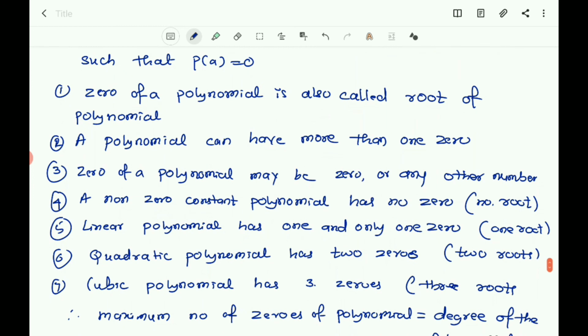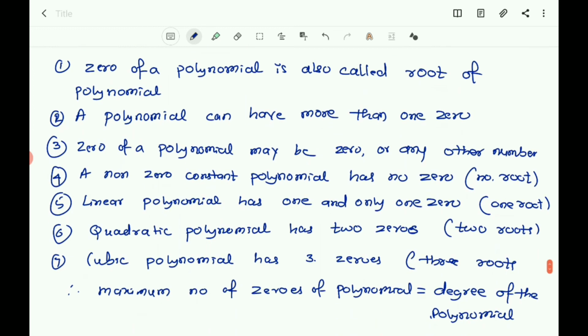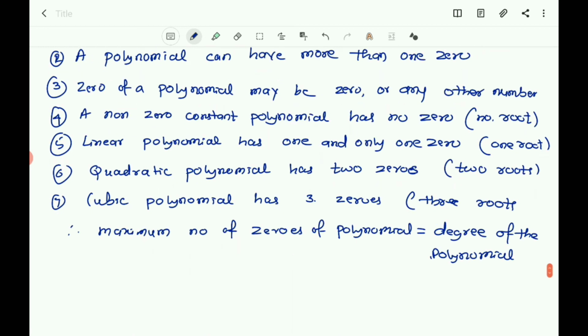A linear polynomial has one and only one 0, meaning it has only one root. A quadratic polynomial has 2 roots and a cubic polynomial has 3 roots. Therefore, you can conclude that the maximum number of zeros of a polynomial equals the degree of the polynomial. If the degree is 4, it has 4 zeros. If the degree is 5, it has 5 zeros. So the number of zeros of a polynomial depends upon its highest power.